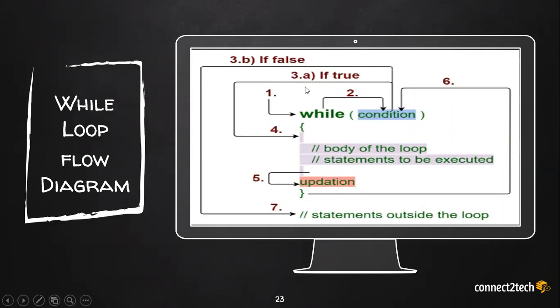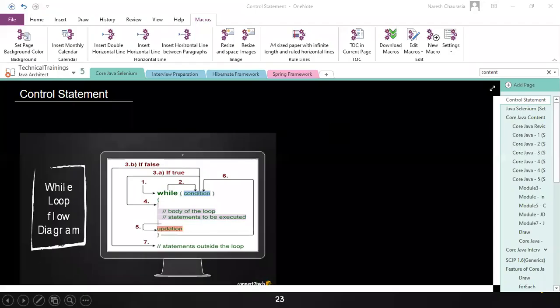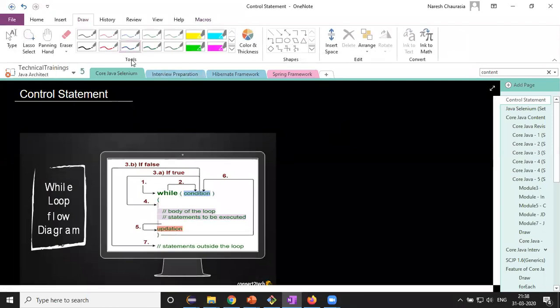In order to understand how this loop works, let me go to my drawing board. And let us try to understand how this while loop works. Now while is a keyword in Java. In step 1, this is the keyword. In step 2, a condition check happens. If a condition is true, as you can see in this flow 3a, it will come inside the loop and execute whatever is inside the loop.